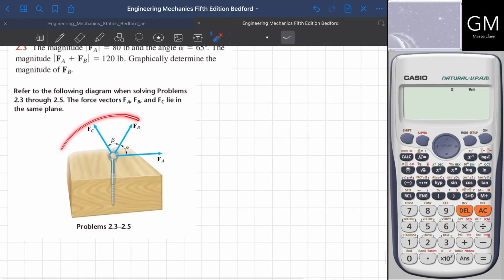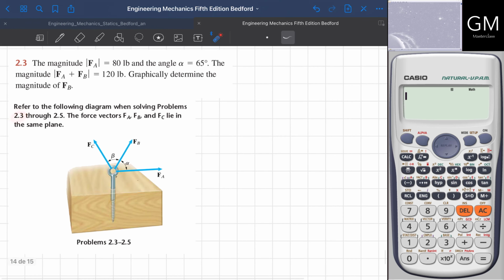This is the situation here. Refer to the following diagram when solving problems 2.3 through 2.5. So in this case, I can use this diagram. The vectors FA, FB, and FC lie in the same plane. Okay, this is pretty important because I can assume that every single one of them is in the same plane.